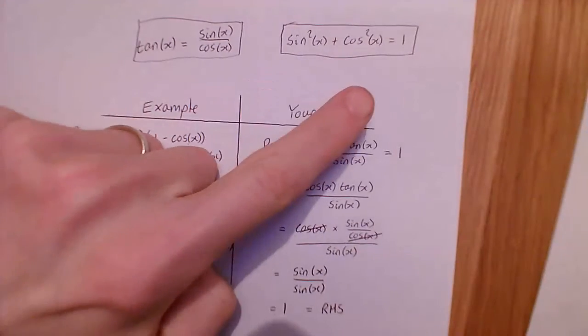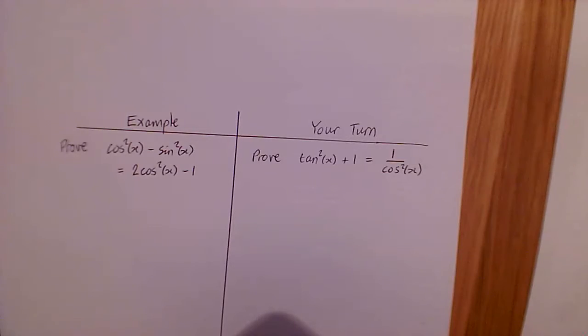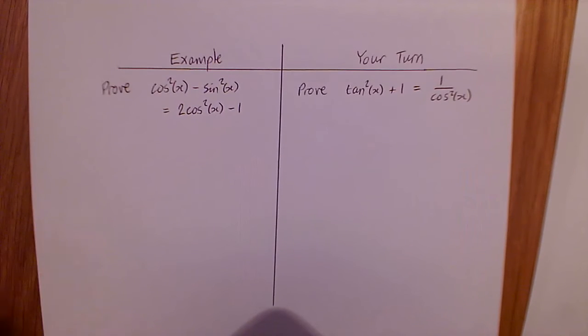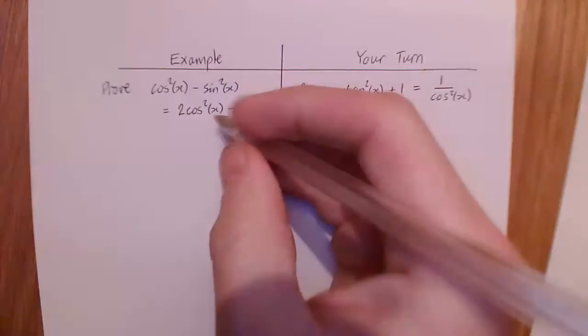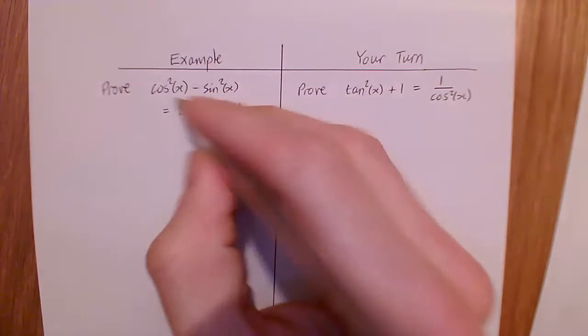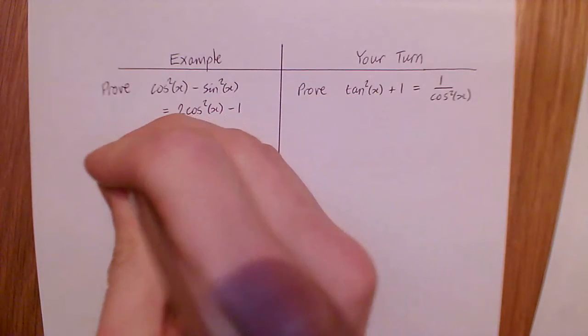Now, we're going to do two slightly harder ones involving our second identity, the sine squared plus cos squared equals 1 identity. So let's do that. I'll lead you through the first one, and then I'll leave you with the second one as your turn. So what do we have? Well, we have here cos squared minus sine squared on our left-hand side.